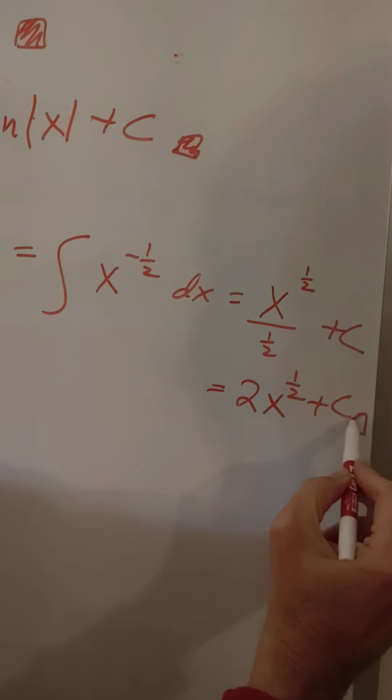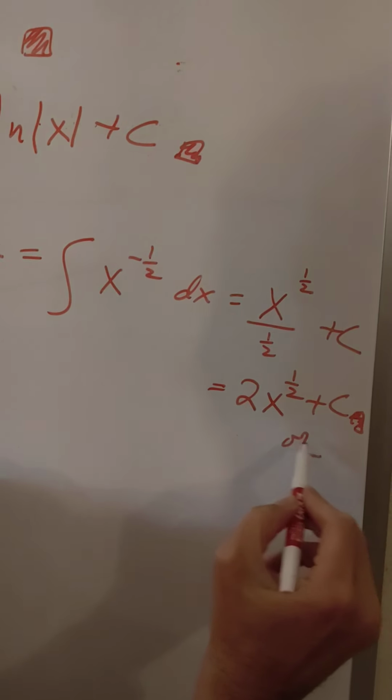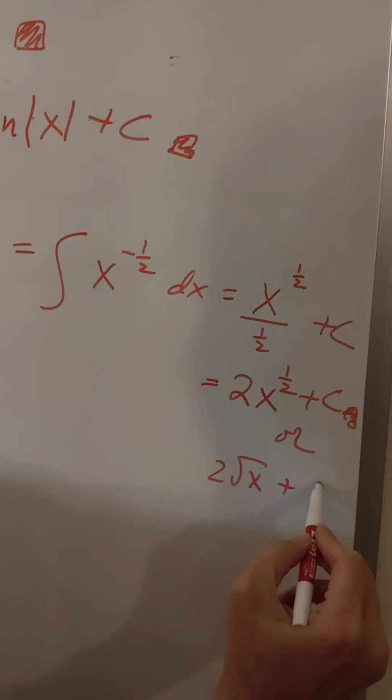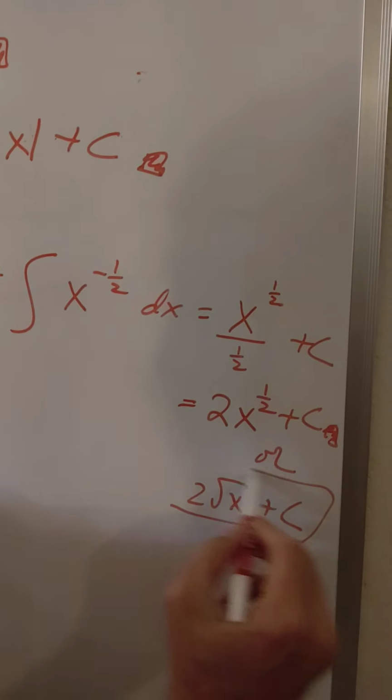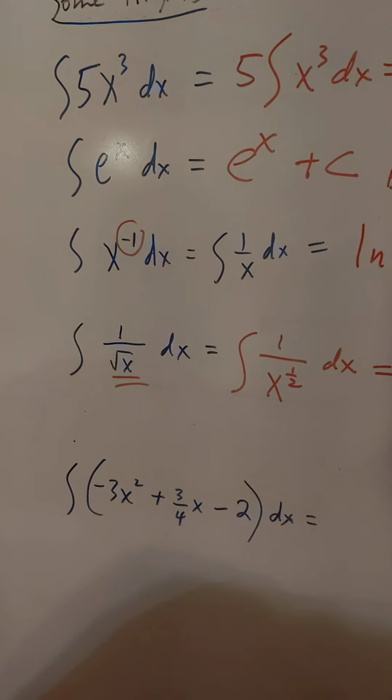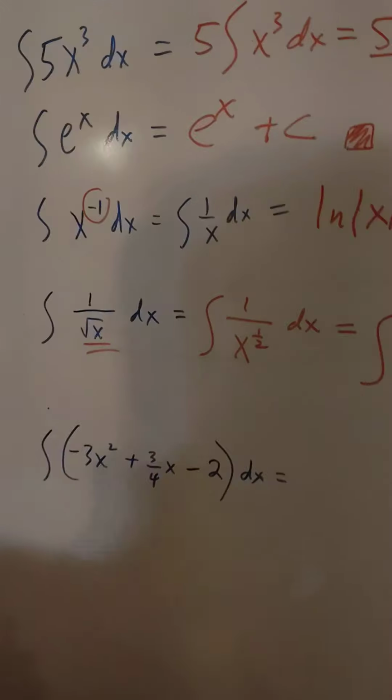You can leave that as your answer, or if you prefer, x to the 1/2 is the same thing as square root of x. So either one is good. This one's slightly preferred because the original problem had square roots. So I returned to square roots in my final answer.